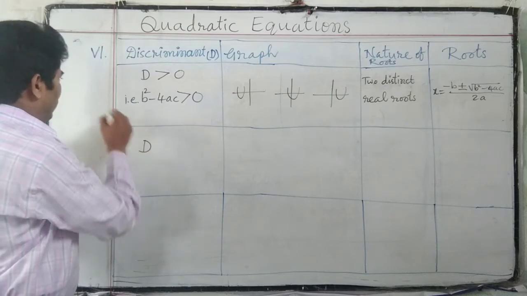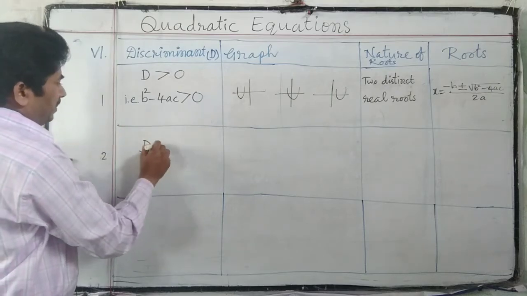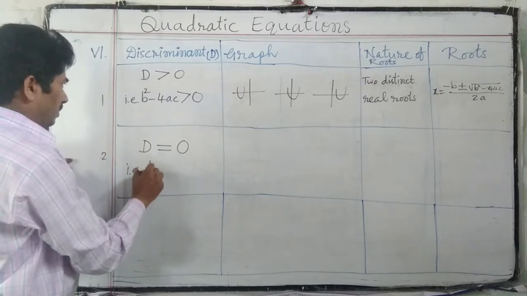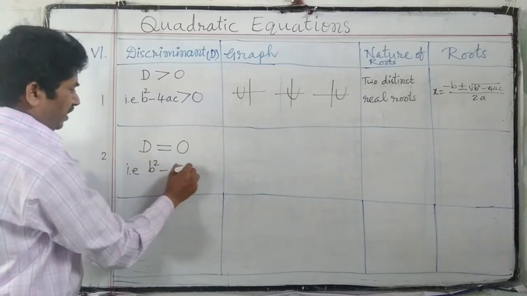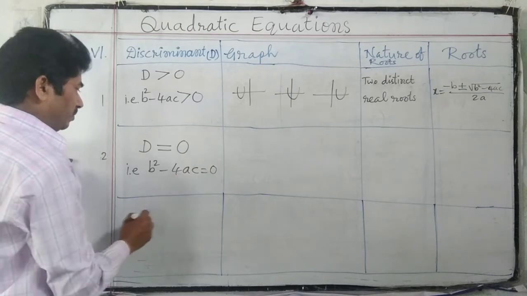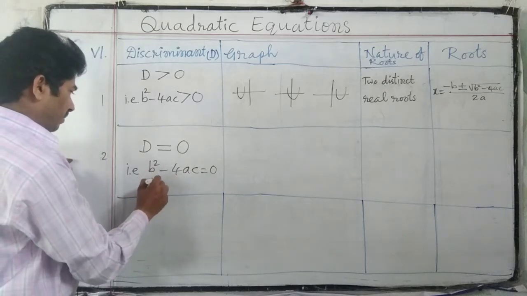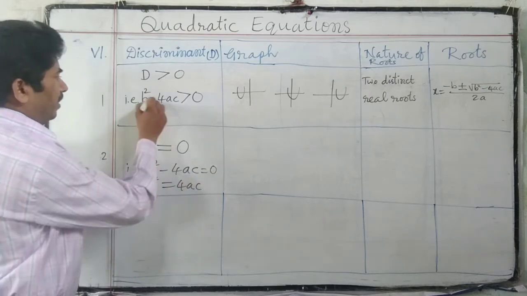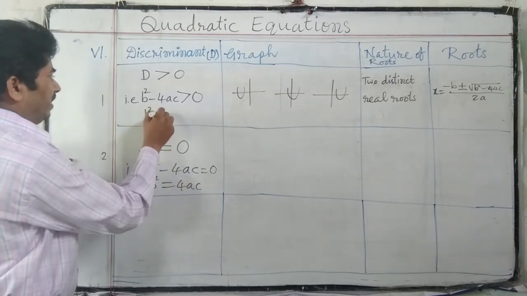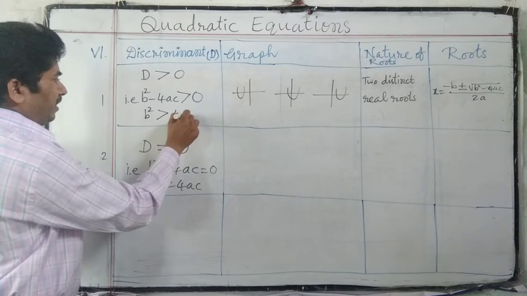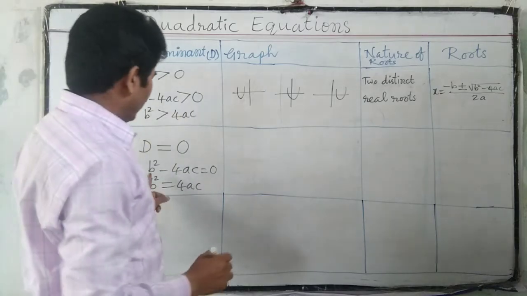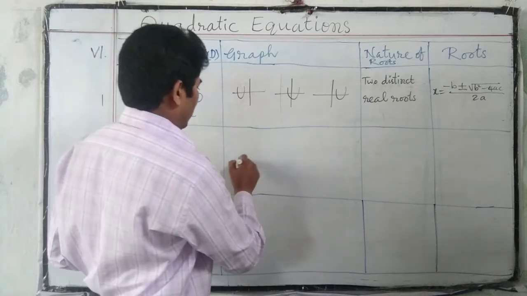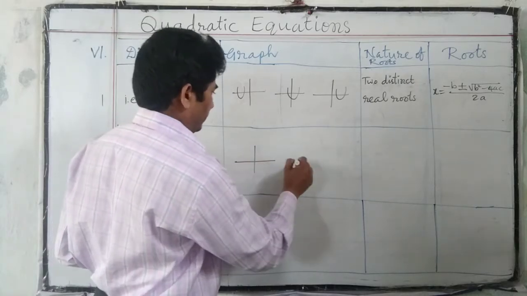Case two, D is equal to 0, that is, b square minus 4ac is equal to 0, or we can write b square is equal to 4ac. Then the graph is like this.